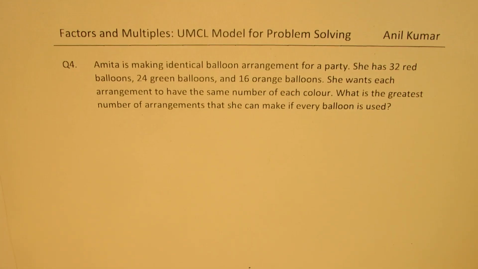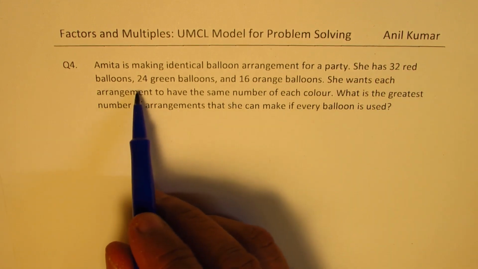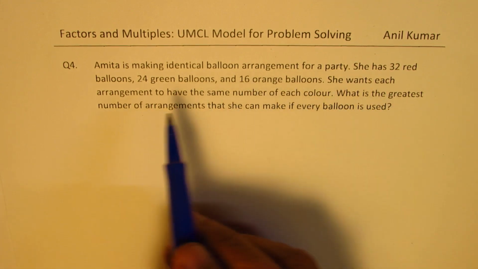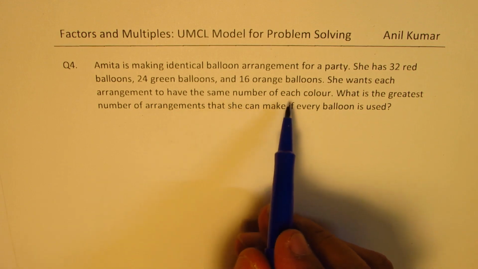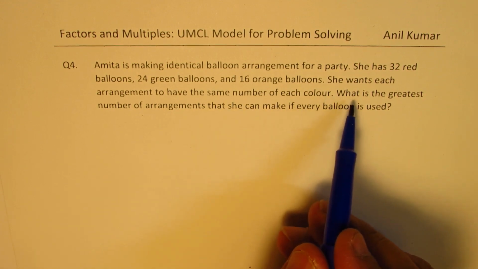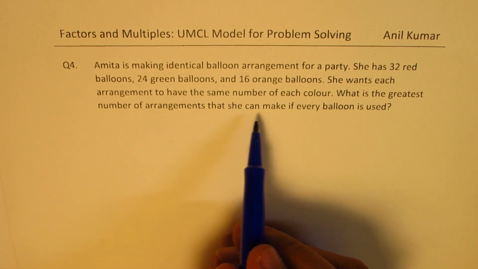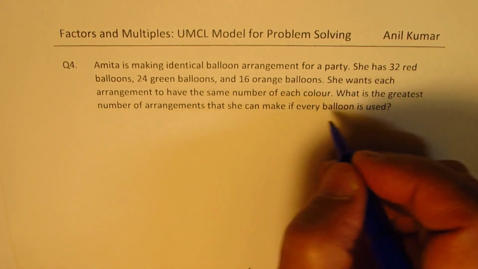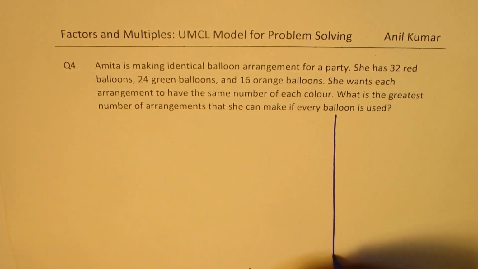Here is question number 4 from our series. The question here is, Amita is making identical balloon arrangements for a party. She has 32 red balloons, 24 green balloons, and 16 orange balloons. She wants each arrangement to have the same number of each color. What is the greatest number of arrangements that she can make if every balloon is used? You can pause the video, answer this question, and then look into my suggestions. You can solve it in many different ways. Now here is the approach which I am going to take.